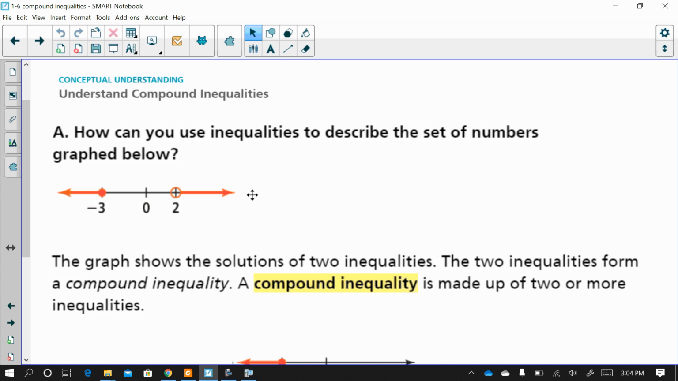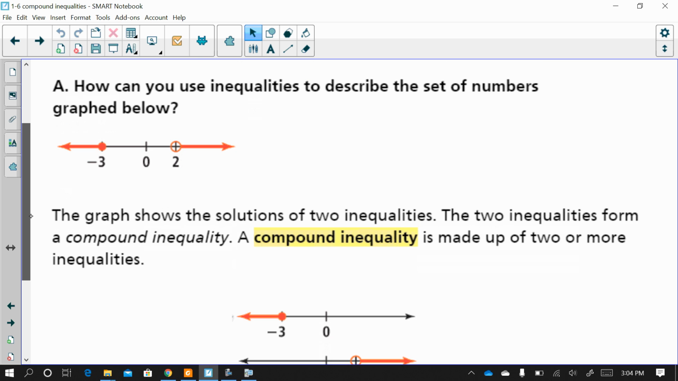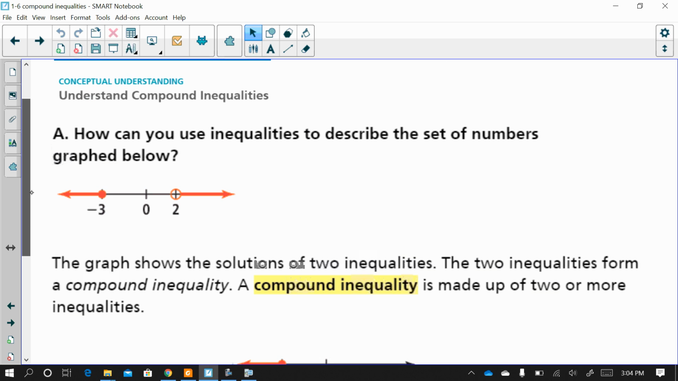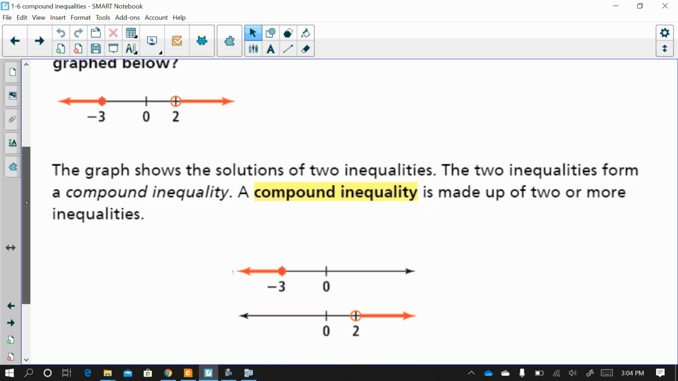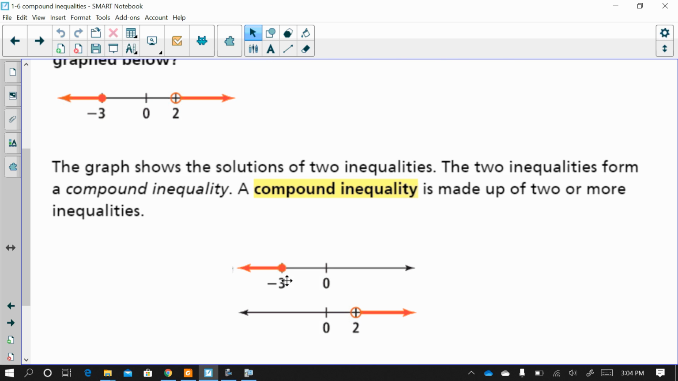Okay, think about English class. Talk about compound words like doghouse, two words put together. These are two inequalities put together. So I want to describe this graph. We can take a piece of it at a time. So we can focus on the solid circle going to the left of the -3. How can we write that as an inequality?